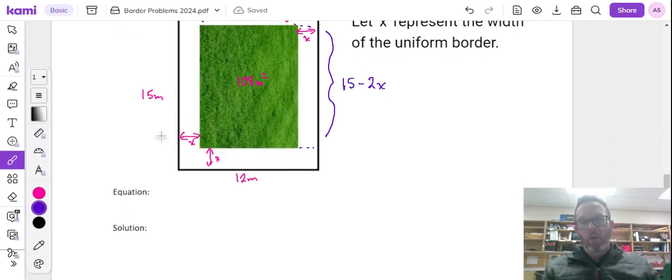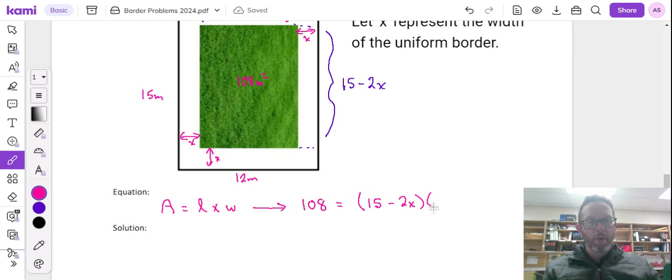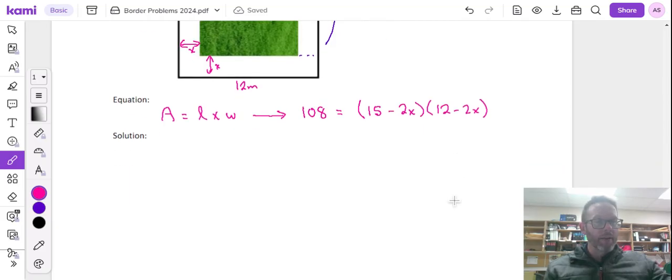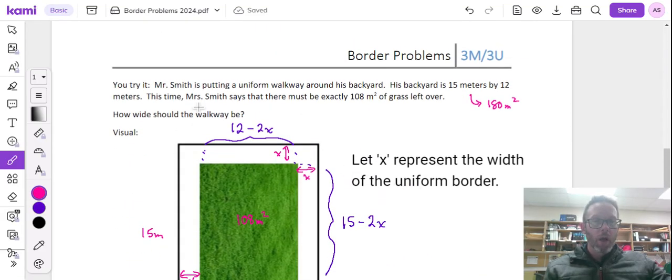And that allows us to create an equation like before, because the area of the lawn, of the grass, length times width, has to be 108. The length, 15 minus 2x. I always do length as long side, but it doesn't matter really. And the width, 12 minus 2x. All right, so we have a quadratic equation that we can solve and hopefully get the width of the uniform border, which is actually just what this question wants.